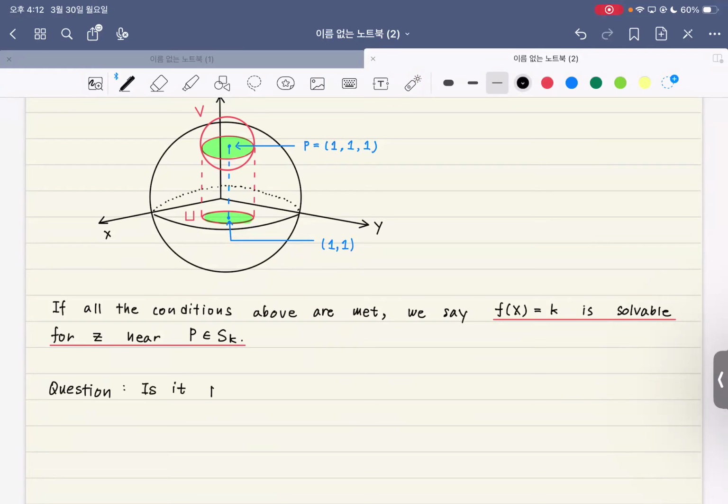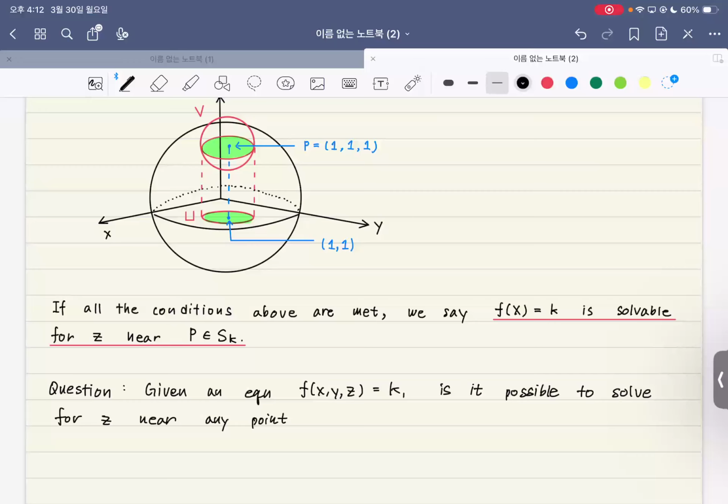Is it possible? Sorry. Given an equation f(x, y, z) = k, is it possible to solve for z near any point p in S_k?